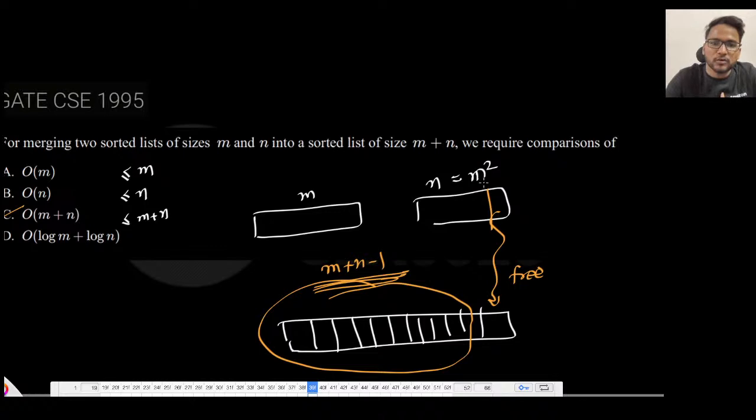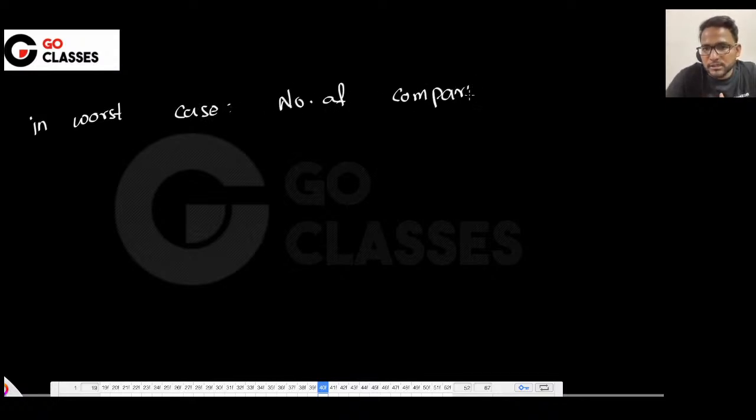It could be anything. So in this case, if n is m square, in the worst case, the number of comparisons is equal to m plus n minus 1, exactly equal to. There is no asymptotic notation here, this is exactly equal to. Now maybe n equal to m square, maybe it could be anything, right?